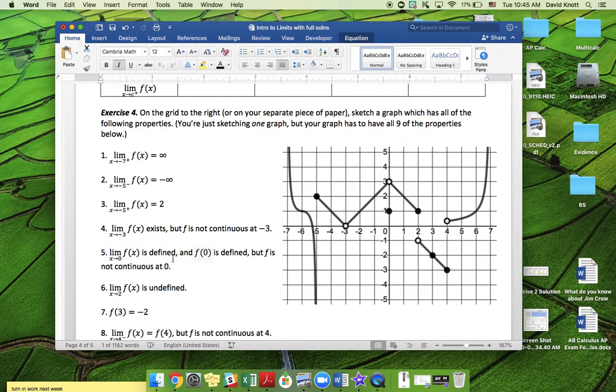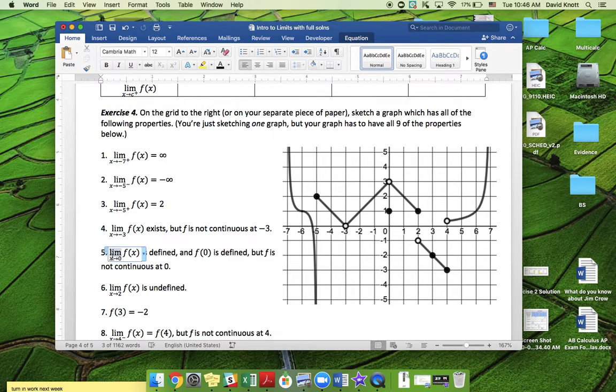Okay, number 5: the limit as x approaches 0 is defined, and f of 0 is defined, but f is not continuous at 0. Now let's think about why this works. For the limit as x approaches 0 to be defined, what is it going to take? Same thing as it took here, right?